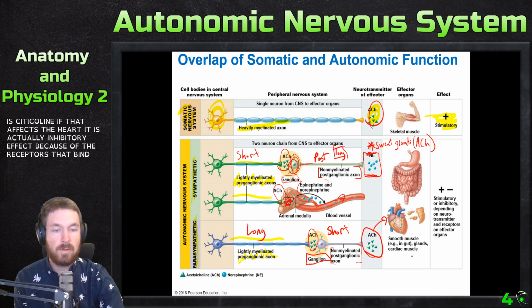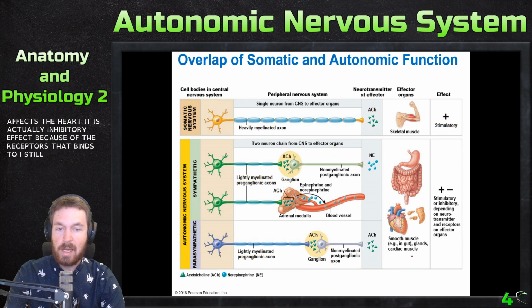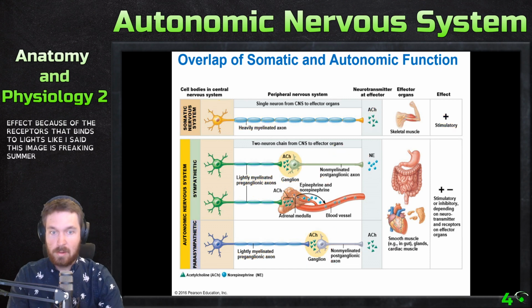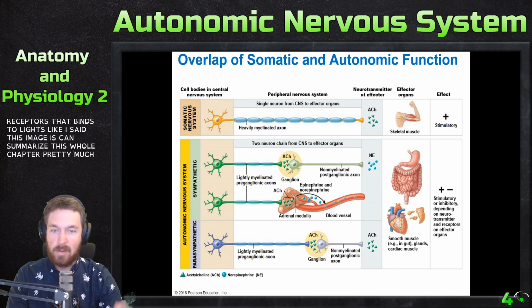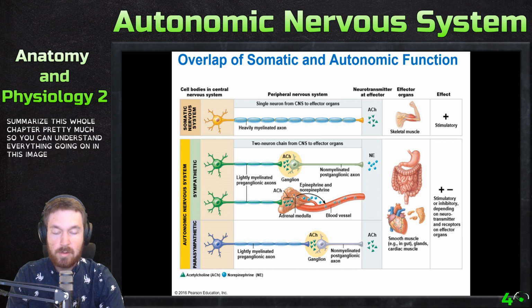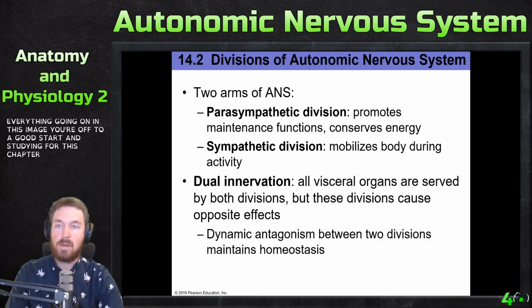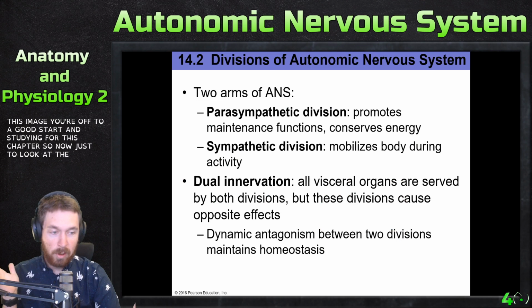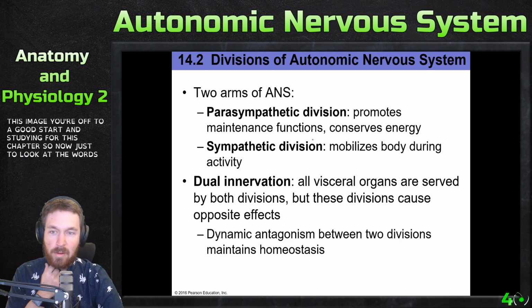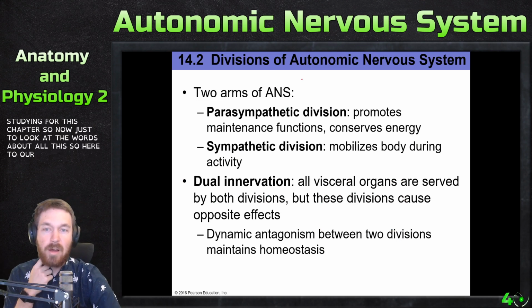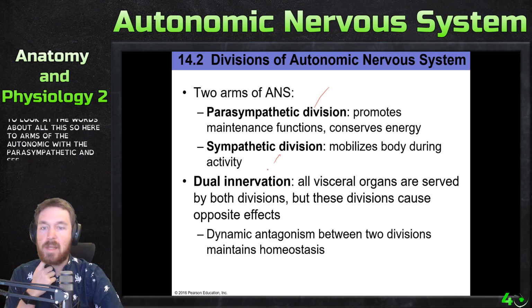receptors it binds to. All right, so like I said, this image can summarize this whole chapter pretty much. So if you can understand everything going on in this image, you're off to a good start in studying for this chapter. So now just to look at the words about all this. So here, two arms of the autonomic. We have the parasympathetic and sympathetic division.